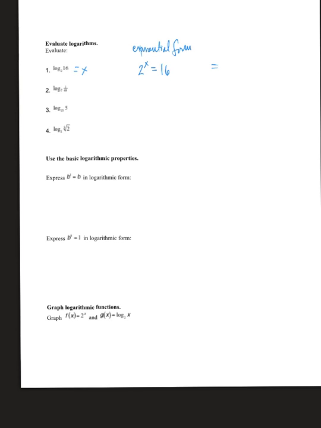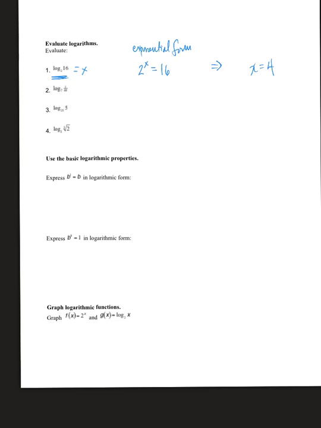And so that would allow me to say, okay, 2 to what power is 16? Well, 2 to the 4th power is 16. So in this case, log base 2 of 16 equals 4. Now, we're going to learn some rules that allow us to use shortcuts to do this, but this is one way we could do it.